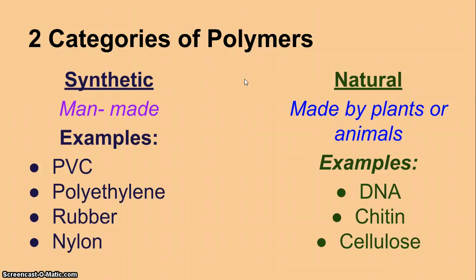So at this point, you should be able to explain the difference between a monomer and a polymer and identify the monomer in a polymer chain. You should be able to identify the three types of polymers, whether it's linear, branched chain, or cross-linked. And you should be able to say the difference between synthetic polymers and natural polymers. We're going to talk more about our different types of synthetic polymers and natural polymers in the next couple days.